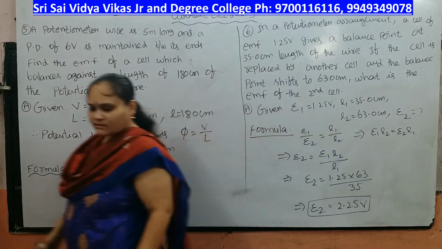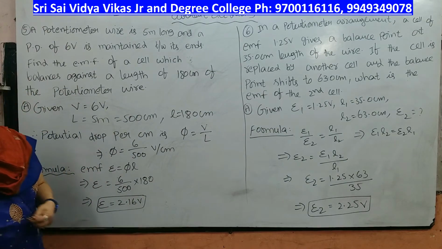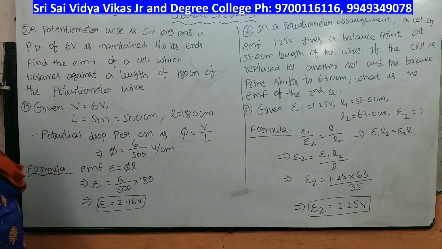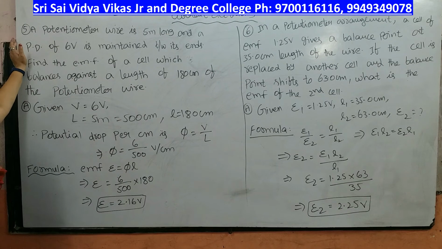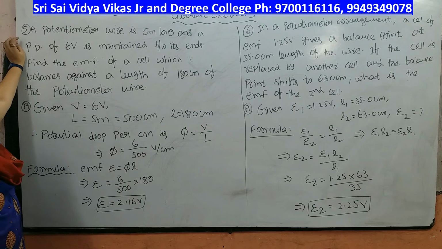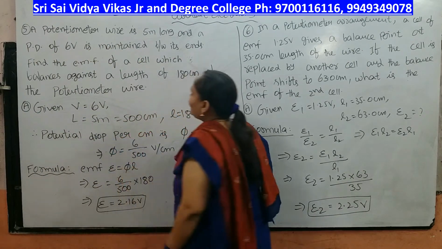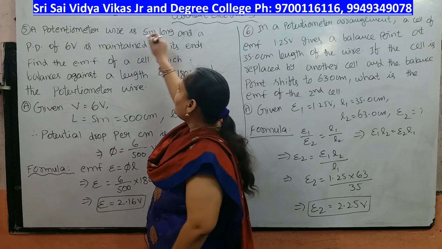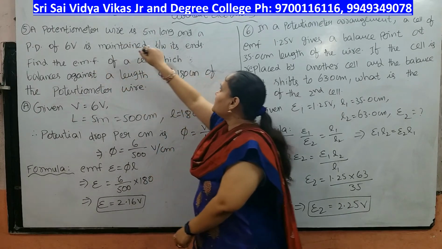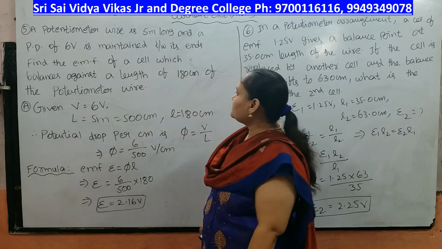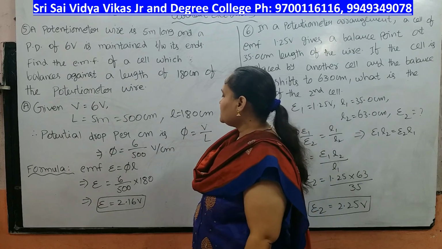So, today our class is to discuss the remaining very short answer questions in current electricity. In the previous class we discussed the 4 very short answer questions, and let's now discuss the 5th one. A potentiometer wire is 5 meters long and a potential difference of 6 volts is maintained between its ends. Find the EMF of a cell which balances against a length of 180 centimeters of the potentiometer wire.